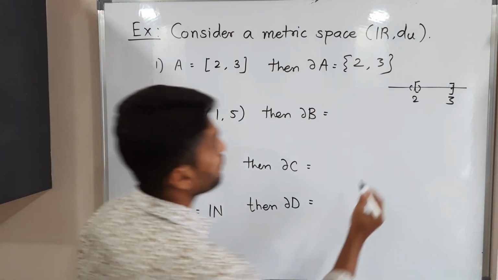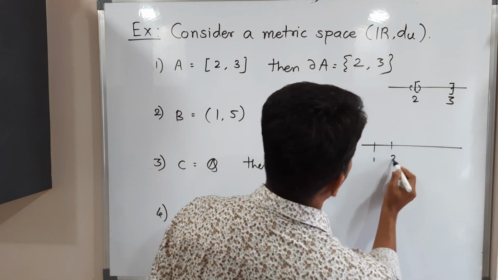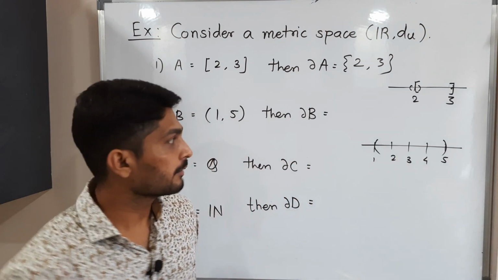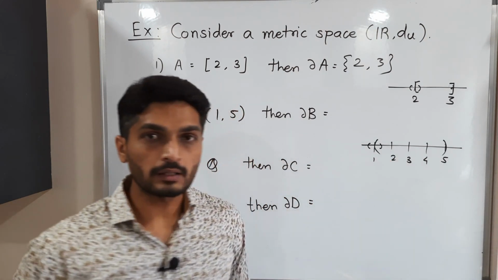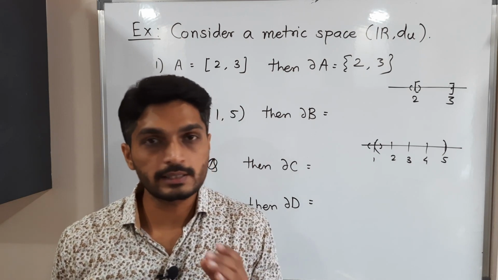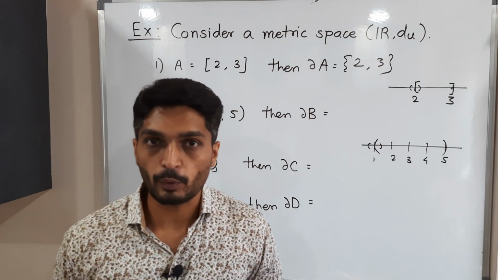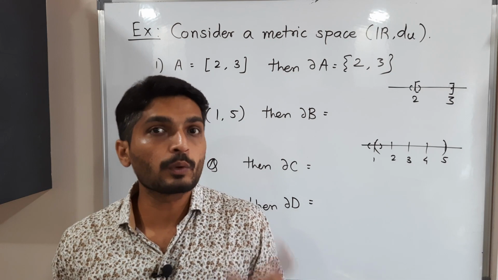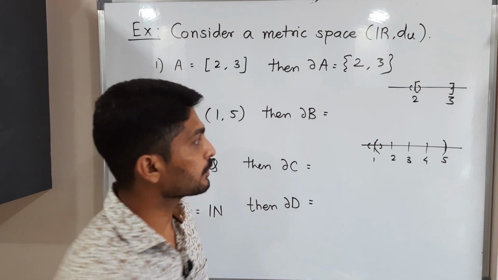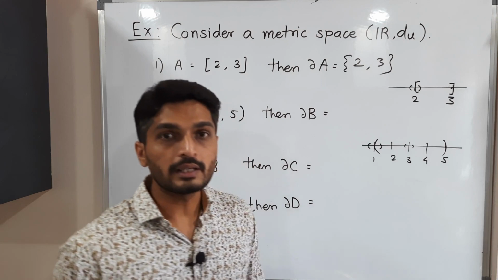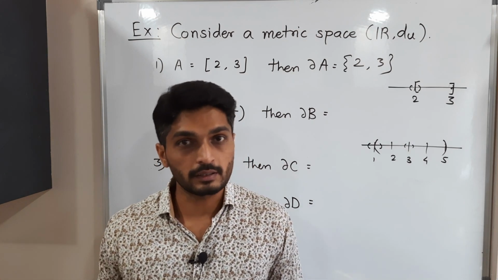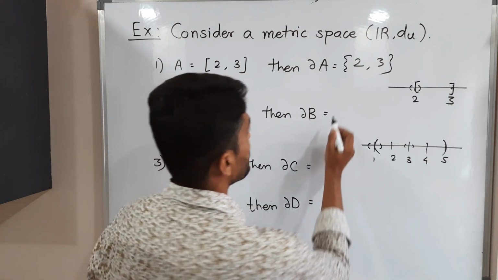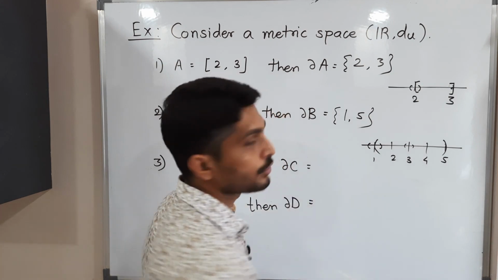Next, if you have this open interval (1, 5), if you draw any ball around 1, it contains points of the set as well as its complement. So definitely 1 is a boundary point. The same thing is happening for point 5, so 5 is also a boundary point. Other than 1 and 5, none of them is a boundary point. If you consider 3 and draw a ball around 3, it does not contain any point of its complement. So 3 is not a boundary point, but definitely 1 and 5 are boundary points since they satisfy the definition.